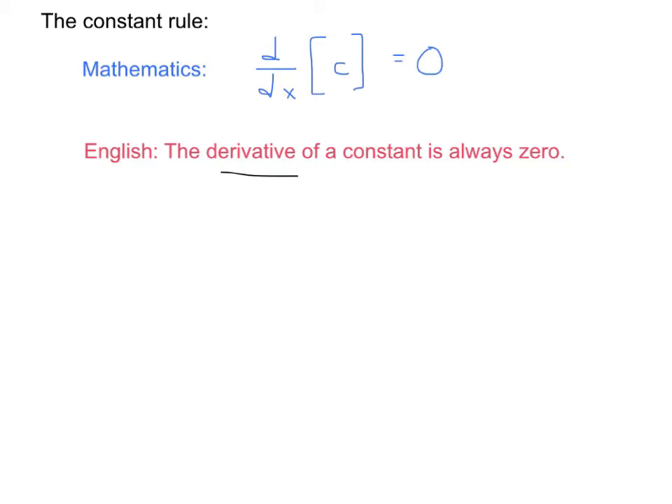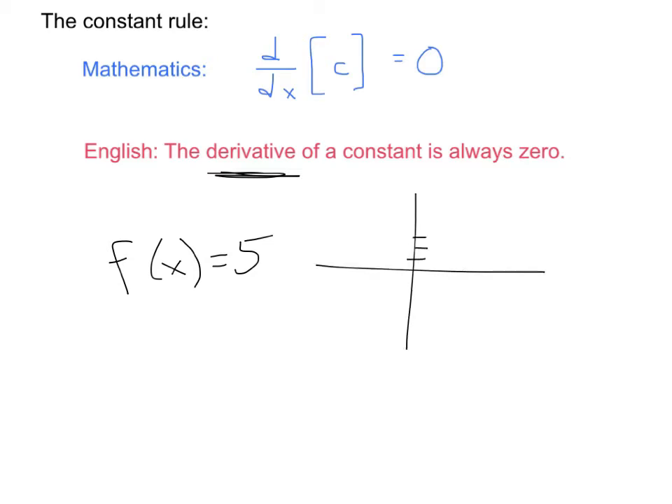Remember what the derivative is supposed to represent. The derivative is supposed to represent the slope of the tangent line. Think for a minute about what this function looks like. That's a constant function. It's the function 5. The graph of 5 looks like this. There's the 5 function.